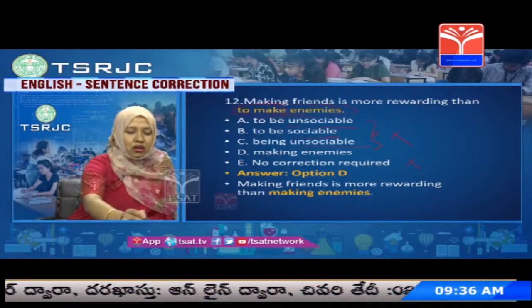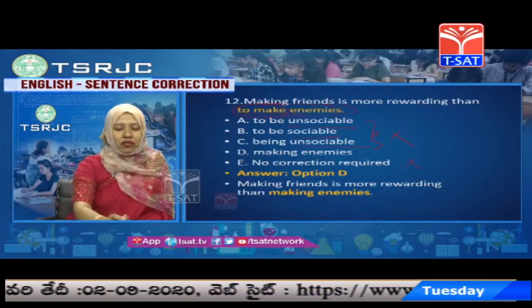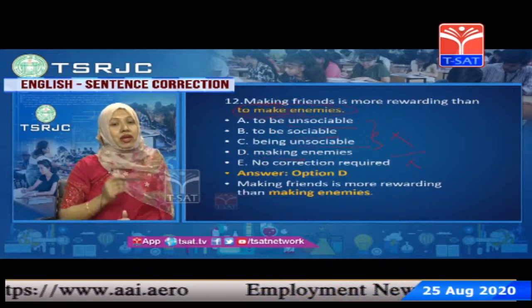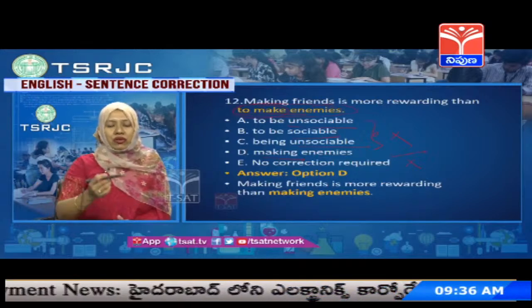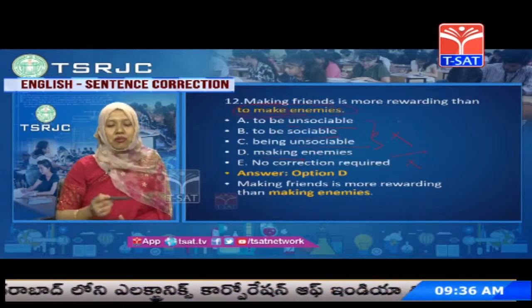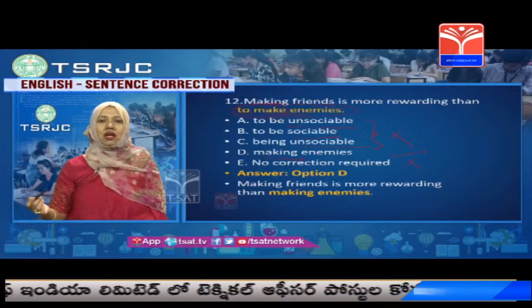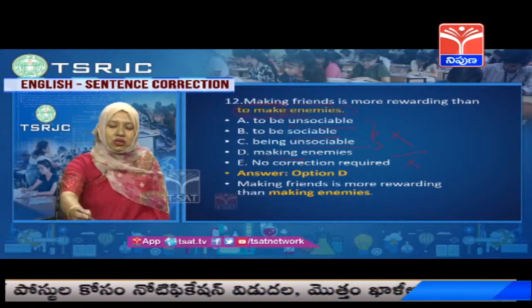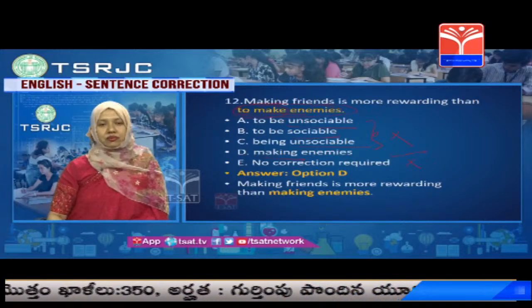Here there is a mistake in the usage of the verb. To make is used instead of making. So, the correct option is making enemies. Making friends is more rewarding than making enemies. If you read the sentence with the other options, making friends is more rewarding than to be unsociable, making friends is more rewarding than to be sociable, all these options are wrong. So, eliminate all these, and you are left with option D, which is the correct option.